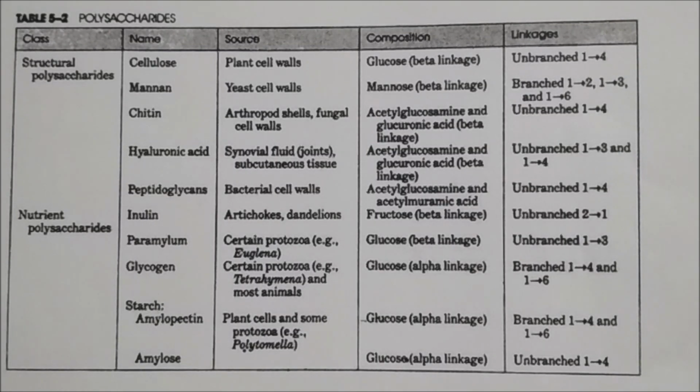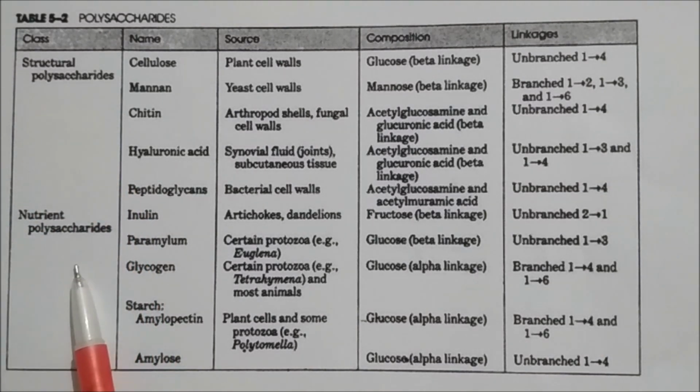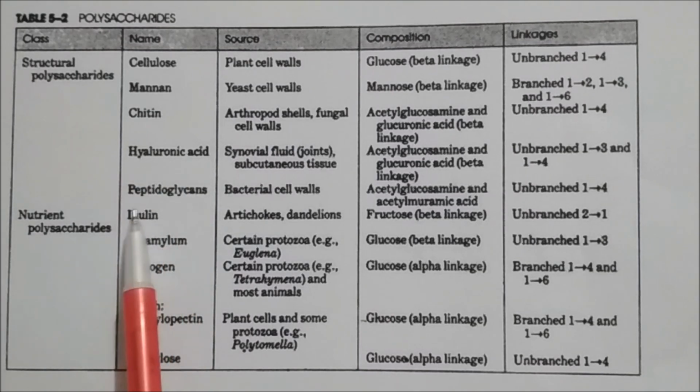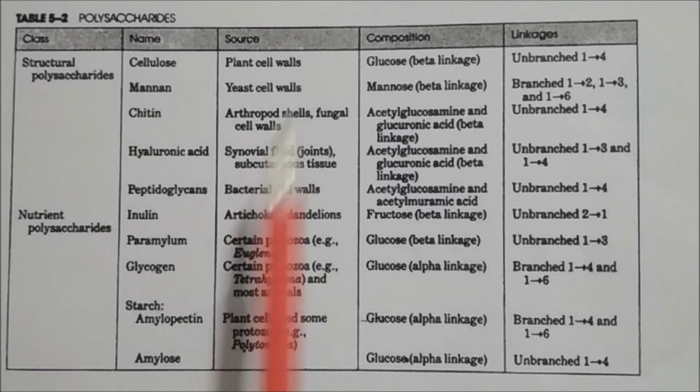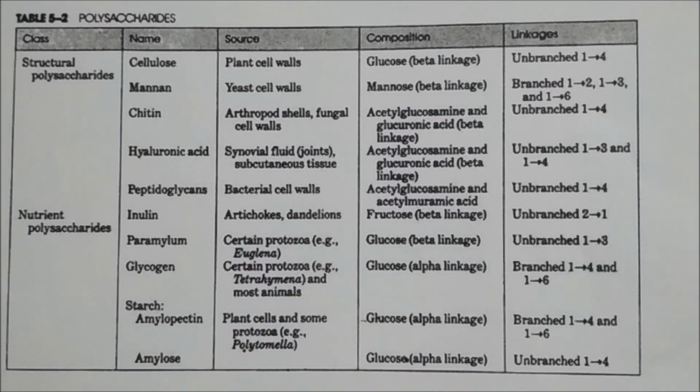So this is our final diagram. You can compare structural polysaccharides and nutrient polysaccharides: inulin, paramylon, glycogen, starch, amylopectin, amylose. Here are cellulose, mannan, chitin, hyaluronic acid, peptidoglycans. This is the source. You can just pause this video and see this, and you can see the composition also. And here are the different types of linkage. So just pause it, wait for some time, watch it and understand.